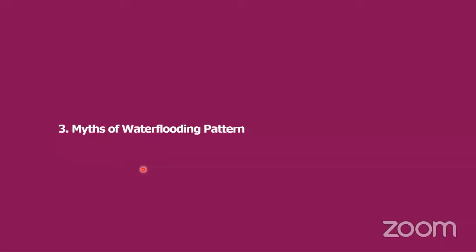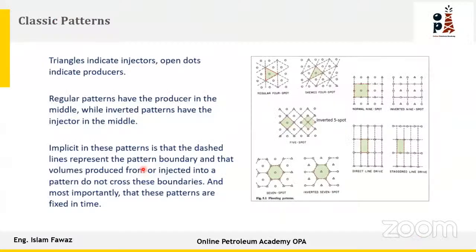So let's go to the methods of water flooding patterns. As I said in the first slide, the triangle here indicates an injector, and the square here, or open dots, indicates a producer. And the line between injector and producer is called, theoretically, a no-flow boundary. Because when you are designing a pattern, you assume that there are no-flow boundaries here, and no flow comes across these boundaries. Okay. So a regular pattern has the producer in the middle, and an inverted pattern has the injector in the middle.